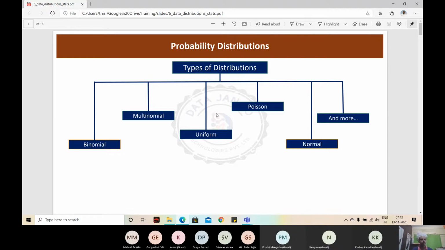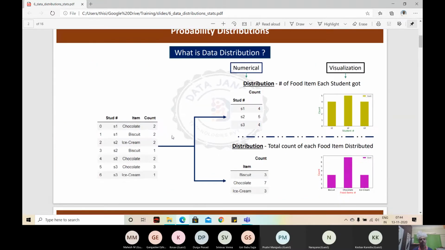So there are probability distributions. We cover binomial and normal distribution extensively, because we are going to use normal distribution very extensively in our AI queries. The rest are also used, but those are very rare. Okay, so first we need to understand what a distribution is.